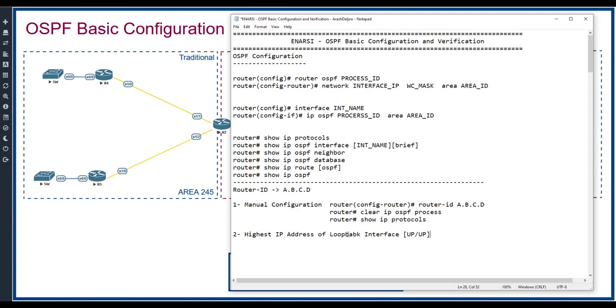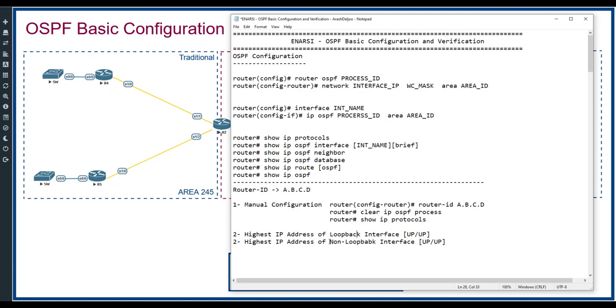And if we don't have a loopback interface on a router, OSPF uses the highest IP address of the non-loopback interfaces. Why does the loopback interface have priority? Because a loopback interface is always up, and the only way it goes down is the shutdown command. Because of that, it is better to use the loopback IP address for the router ID, because we can ensure that this router ID is always the same.